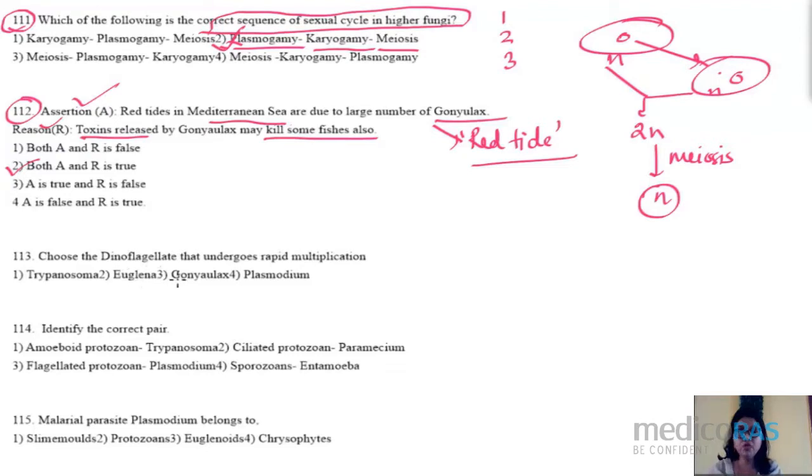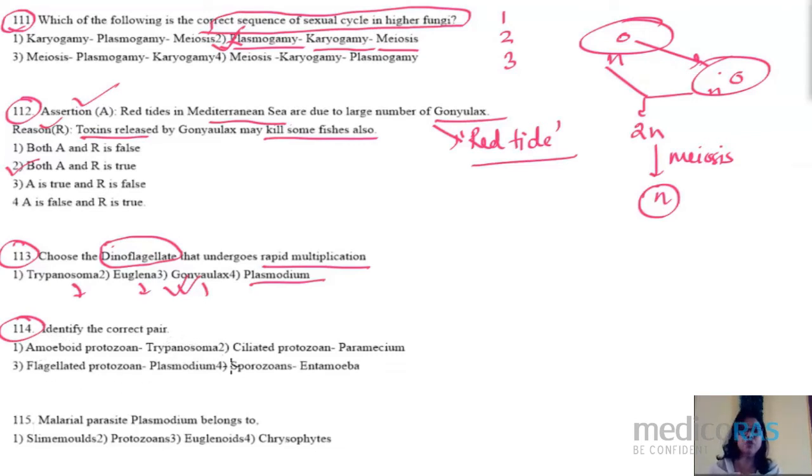Okay, now choose the dinoflagellate which undergoes rapid multiplication. See, they are asking us to find out the dinoflagellates. So we know Trypanosoma is a protozoa, Euglena is under euglenoids, Gonyaulax is under dinoflagellates, and Plasmodium is again under the protozoa. So the answer is what? It is clearly option 3. Then find out 114. They are asking to identify the correct pair.